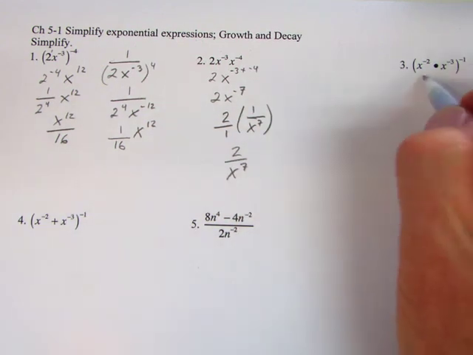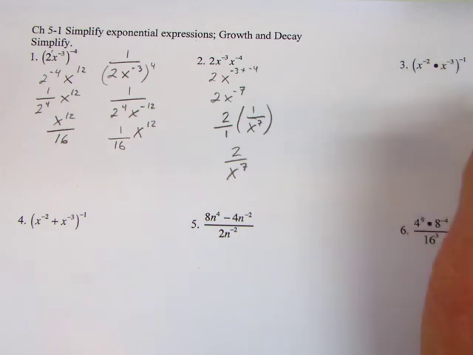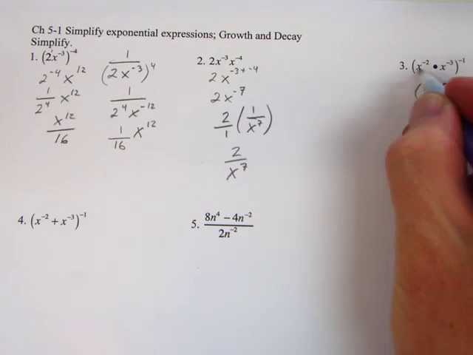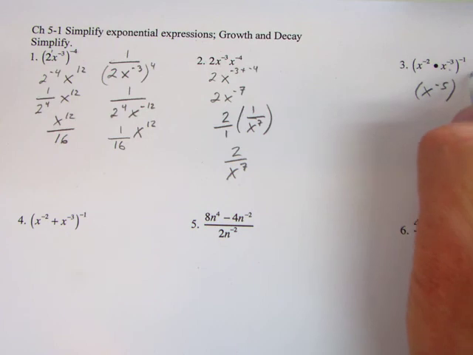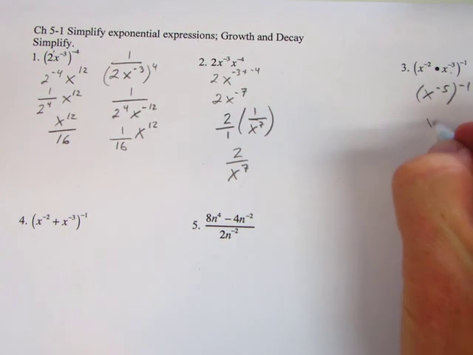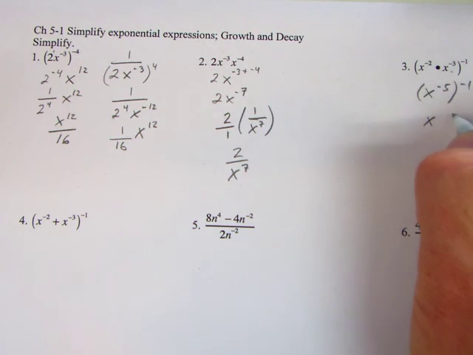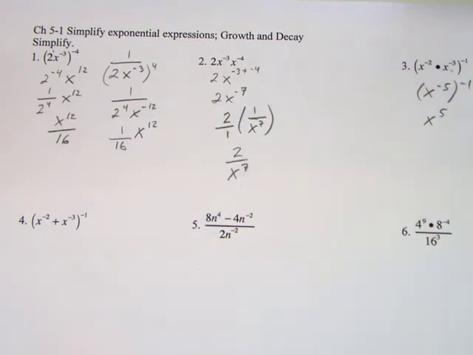On the next one, we have x to the negative 2 times x to the negative 3, all of that raised to the negative 1. So we're going to simplify what's in parentheses before we apply our exponent. So this is x to the negative 5. We have the same base, it's multiplication, so we're going to add the exponents. Raised to the negative 1, we apply the negative 1, which we were multiplying, so it's negative 1 times negative 5, and we get x to the 5th.